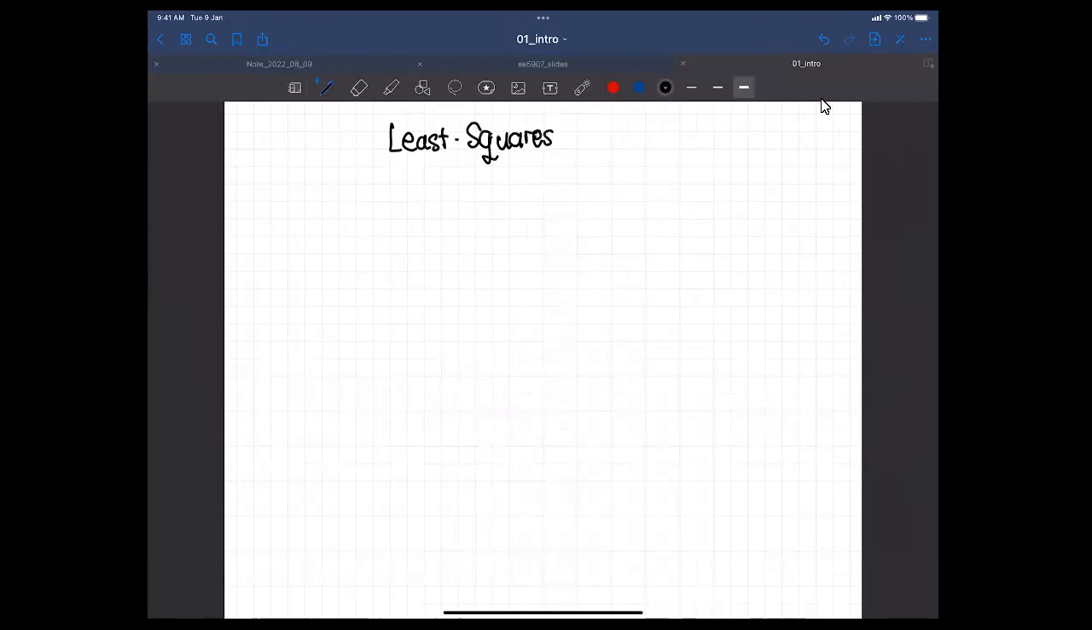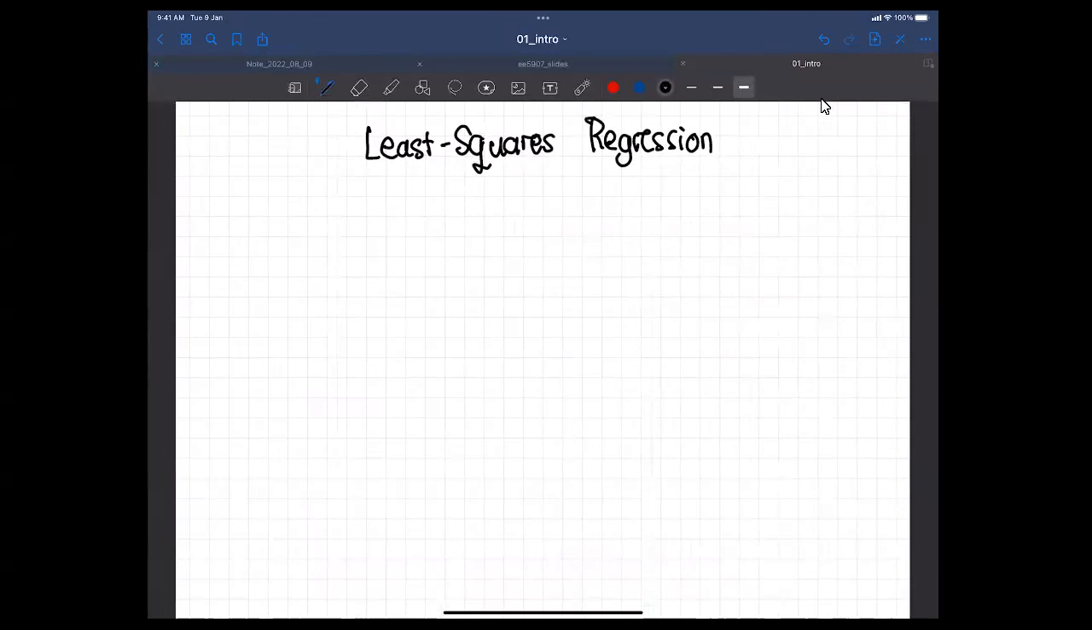Least square regression. First we discuss least square regressions. As I mentioned, the basic idea is that you want to do the fitting on this type of data.